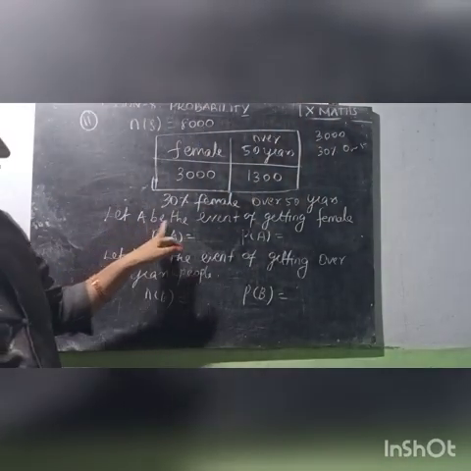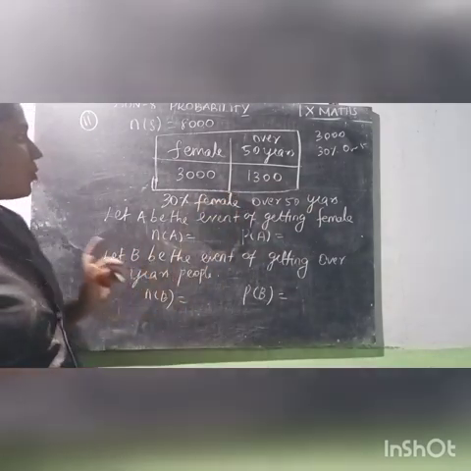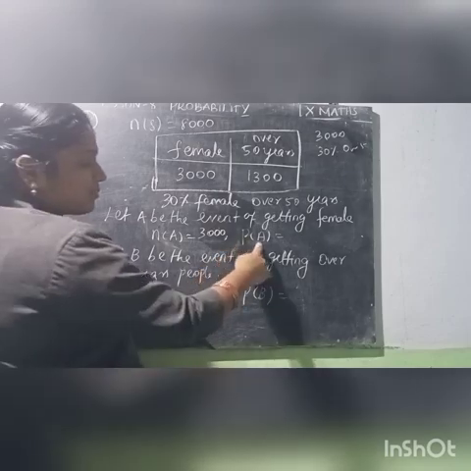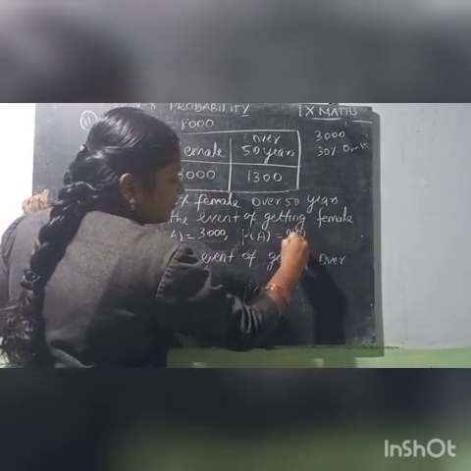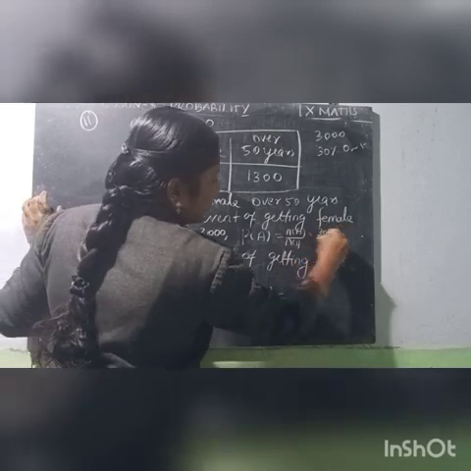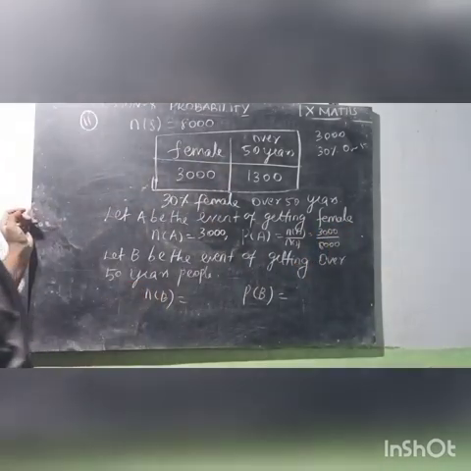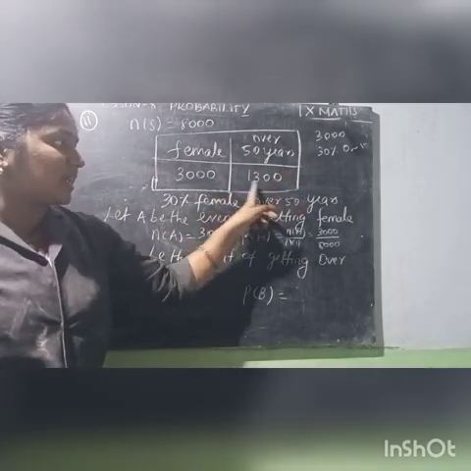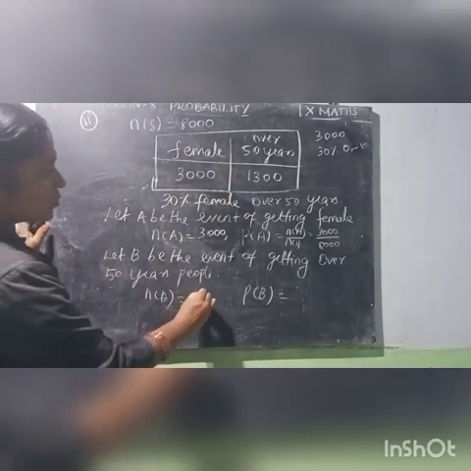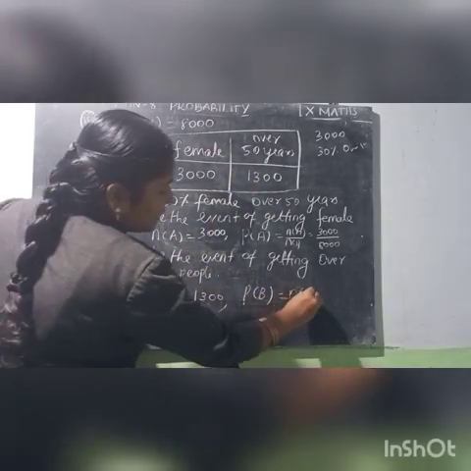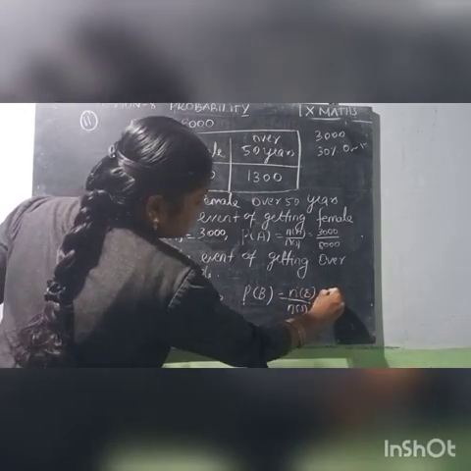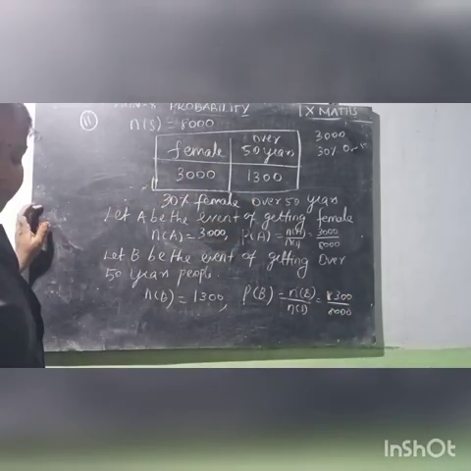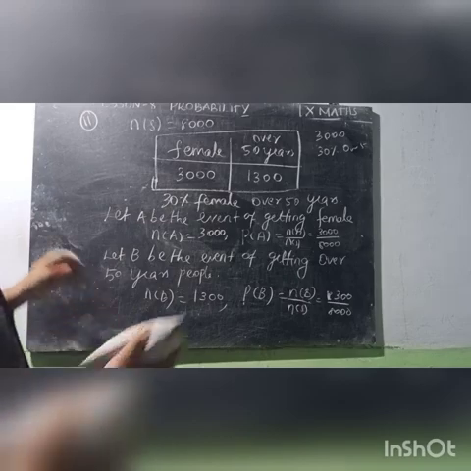See, first one, let A be the event of getting female. So how many females are there? Totally 3,000. So n of A value is 3,000. Then next, P of A equal to n of A by n of S. So 3,000 divided by 8,000. Then next, let B be the event of getting over 50 years. So totally 1,300 people are over 50 years. So 1,300 is n of B. Then P of B equal to n of B by n of S. That is equal to 1,300 by 8,000. Next, we want to find out the common.